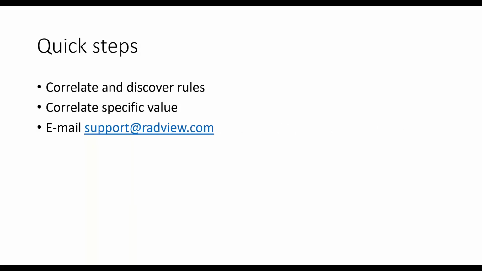And again, before I go into the details, I'll just tell you the quick things. If you don't want to watch the whole video, here is what you need to do in WebLOAD to solve it. Follow those three things: correlate and discover, correlate specific value, and email us. All right, so let's see it.